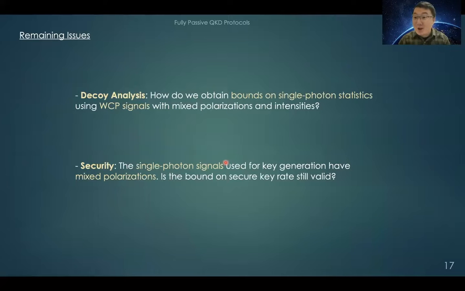So at this point, the cards are all on the table, right? We have defined the passive QKD protocols. However, we still have 2 remaining questions. One is that because of those post-selection regions, we have WCP signals that have mixed and correlated polarizations and intensities. So how do we use them to calculate the bounds on the single photon statistics? That is, how do we perform the decoy state analysis? The other question is, for the single photon components, those signals will also have mixed polarizations. Is it still secure to use those signal states that have mixed, basically imperfect polarizations? That's the second question we have to answer. So we'll answer them one by one.